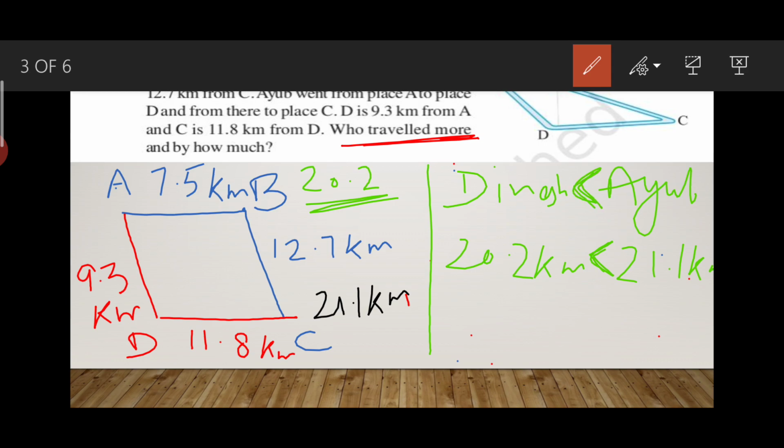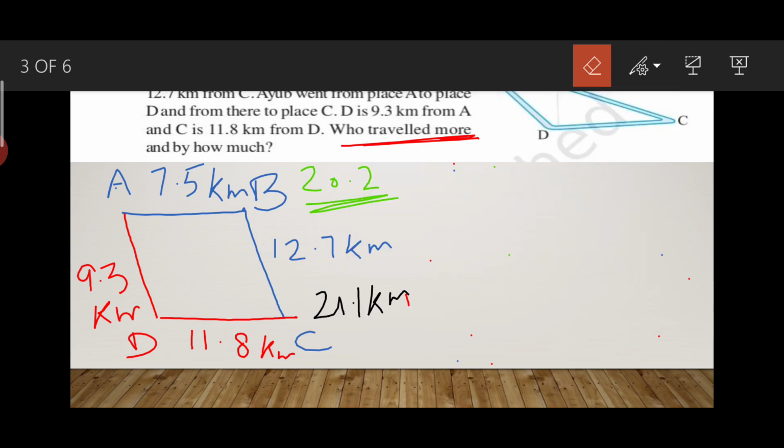Now you have to find by how much distance Ayub traveled more distance than Dinesh. So you have to find out. So let us see by an example. Let us suppose you have traveled distance 5 kilometer and your friend has covered distance 2 kilometer.